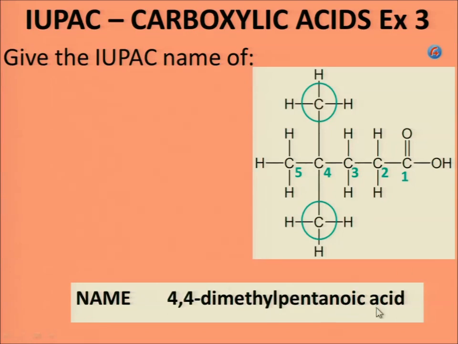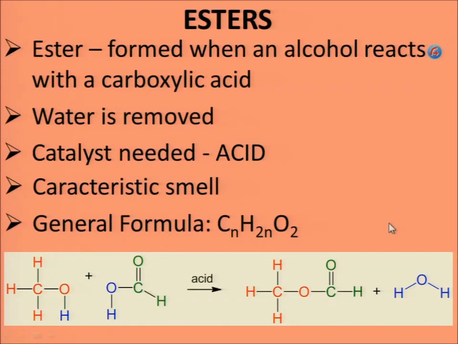4,4-dimethyl pentanoic acid. Esters. Esters are formed when an alcohol reacts with a carboxylic acid and water is removed. You need a catalyst. The catalyst is an acid. Esters have a characteristic smell like flowers or pears.